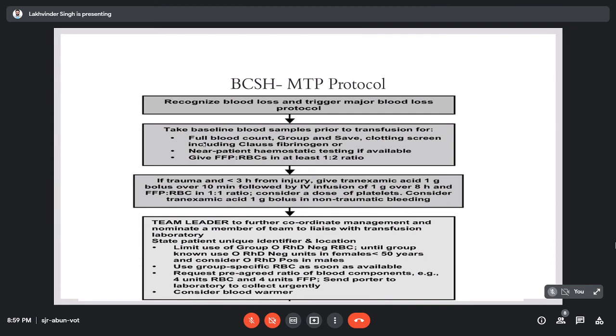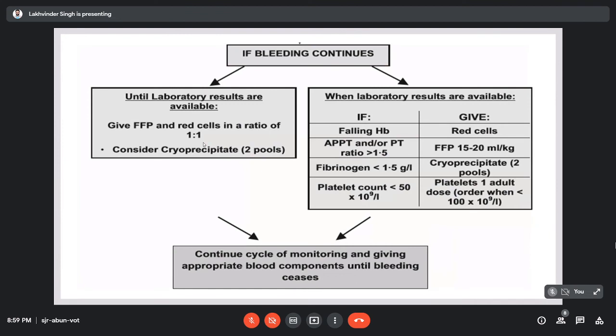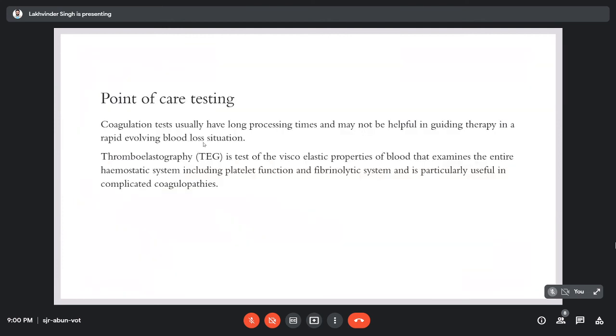And the last line, if you see, consider blood warmers, because the patient can develop hypothermia, which can further worsen the coagulation. If bleeding continues, then you may continue giving 1:1. If bleeding has stopped, then you can look at the hemoglobin values, APTT, fibrinogen values, platelets. Depending on these counts, you can give the blood component. So you continue the cycle of monitoring and giving appropriate blood components until bleeding stops.